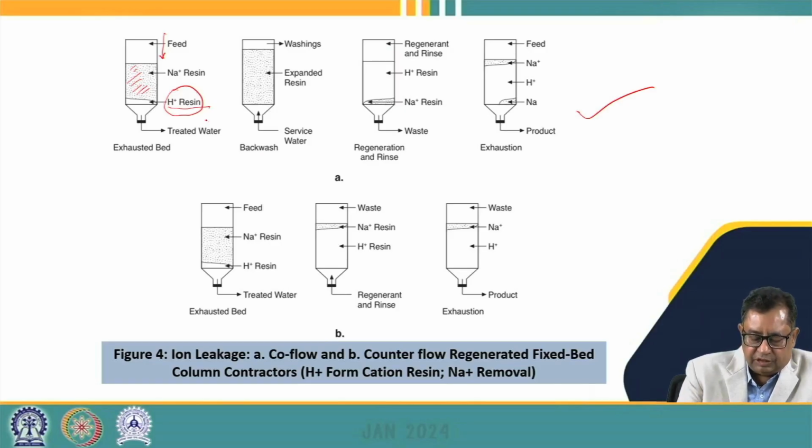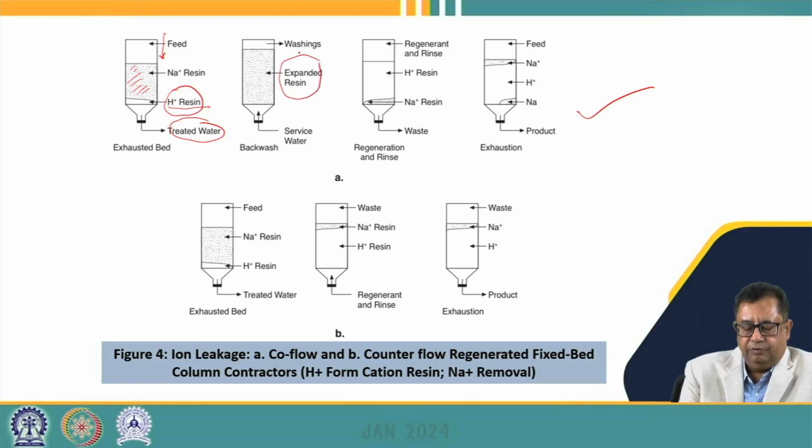So after the service cycle, the treated water is coming out here, and when we stop the operation, that is, the service cycle is stopped, we go for the backwashing. Backwashing is done so that we can expand the bed of the resin, so that any suspended particles and suspended impurities will go out with the washing. So we go in the backward direction for the backwash, and after that we apply the regenerant and rinsing, and the regenerant is applied in the same direction as we applied for the feed.